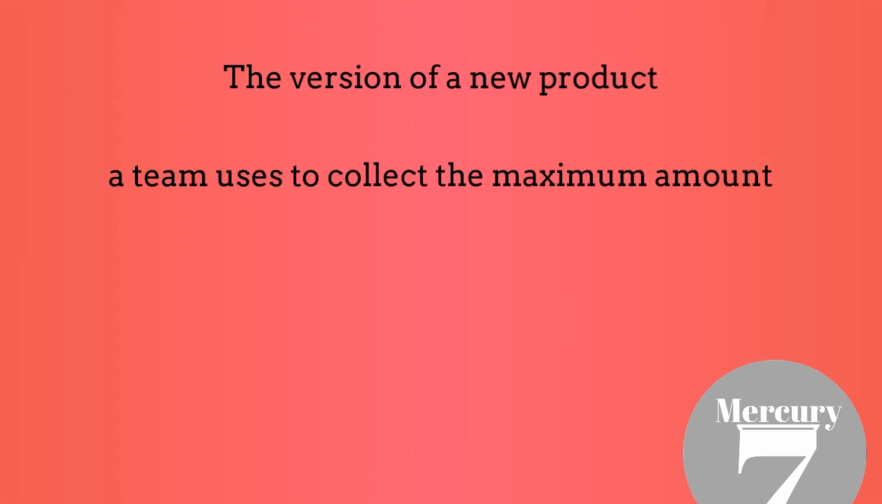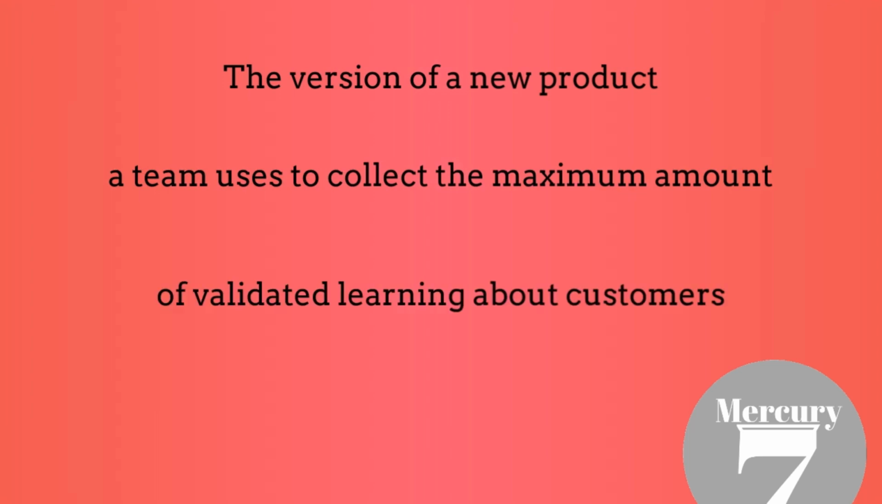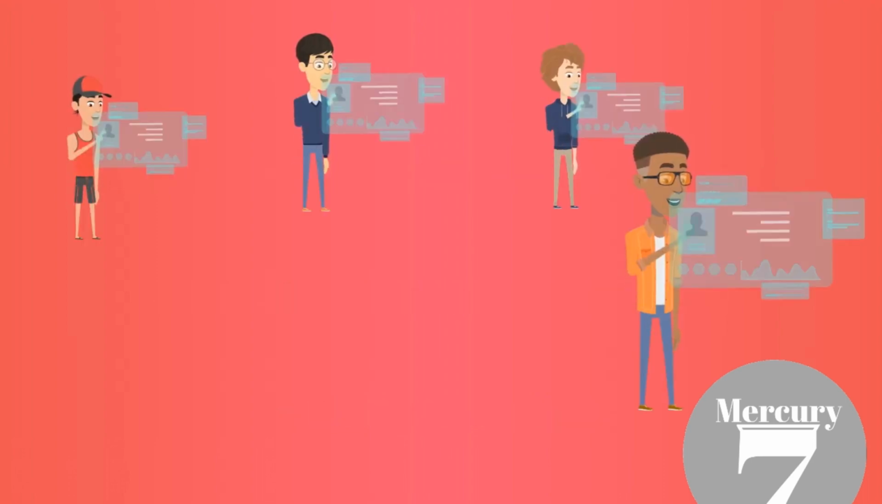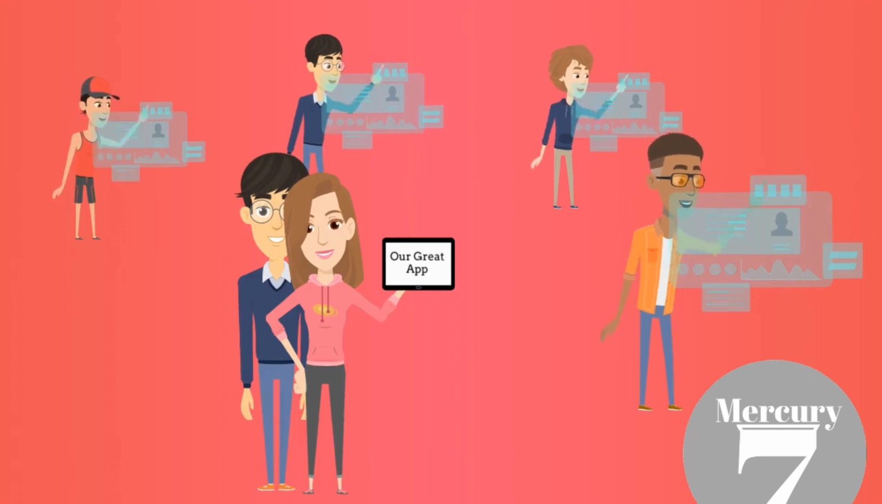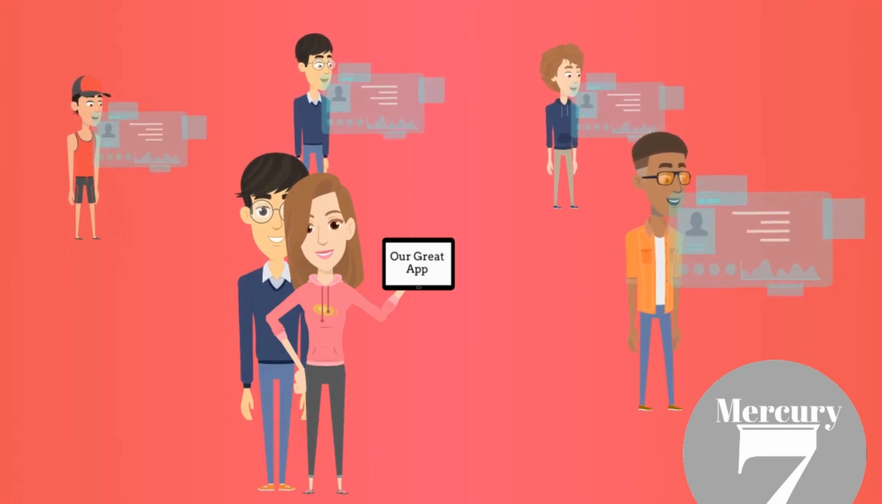To recap, the definition is the version of a new product a team uses to collect the maximum amount of validated learning about customers with the least effort. The MVP is a very important concept, and its definition helps define the process more broadly from the very start. By focusing on only the value for your users, you will spend less time, money, and effort from the lessons you learn implementing the MVP of your software.